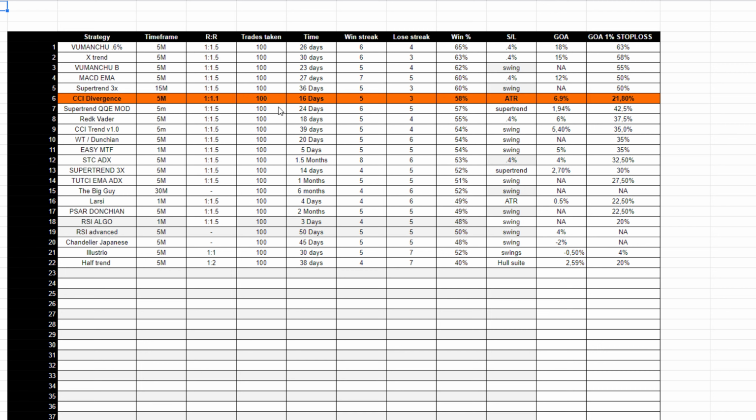So after doing 100 trades with a risk reward of 1.1 on a 5-minute chart, it only took us 16 days, so that is pretty quick if you ask me. And we had a nice win percentage of 58%, but yeah, it's unfortunate that the gain on account on a 1% stop loss, if you fill that up with leverage, like that's the way how you should use leverage, then you only had a 21% gain on account. Well, only 20% is still really high, but we have better strategies right there.